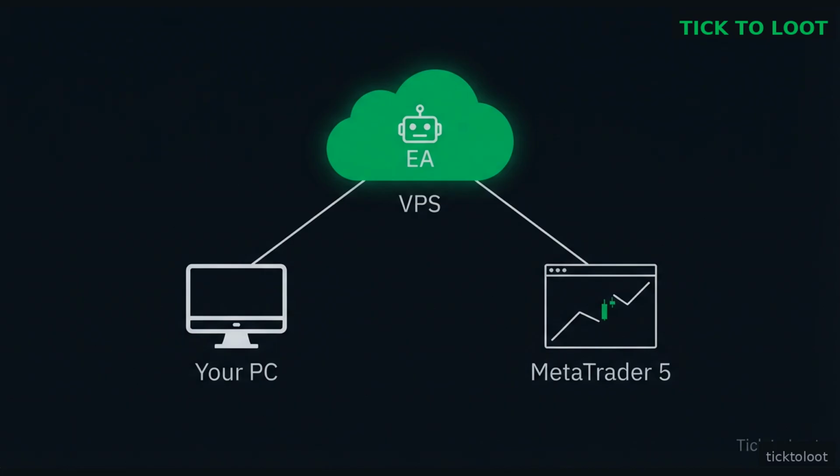For a complete beginner, think of the VPS as a rental locker at a post office that stays open all day, every day, while your home office is only open from 9 to 5. The EA lives inside that locker, ready to act the moment market conditions match its rules, even if you're sleeping, traveling, or your power goes out. This simple shift from a personal desktop to a remote server is the foundation for reliable automated trading.